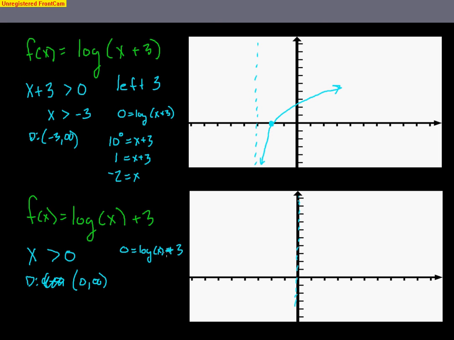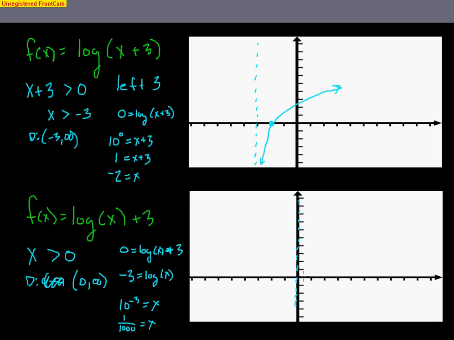Anyway, now I've got to solve this. So I've got to isolate the log part, so I'm going to subtract 3 over. So I get negative 3 equals log of x. Now I get 10 raised to negative 3 equals x. 10 raised to negative 3 is 1 over 1,000 equals x.